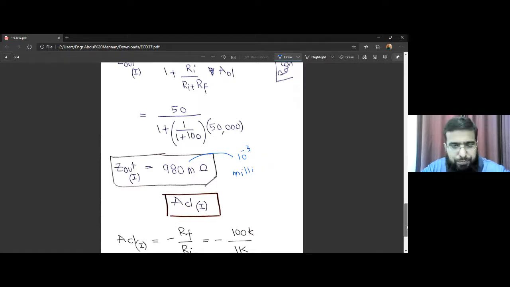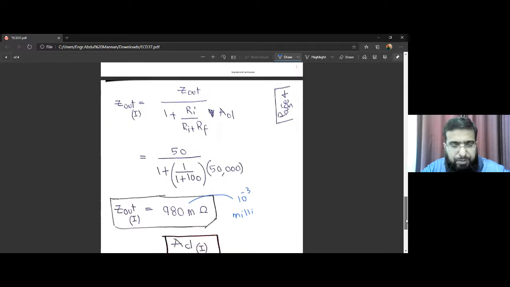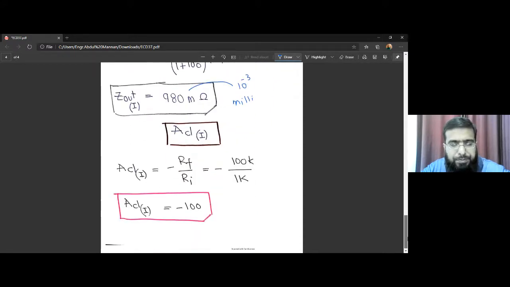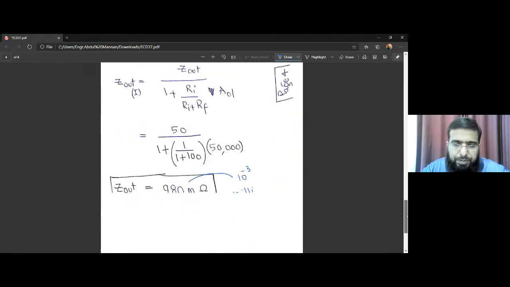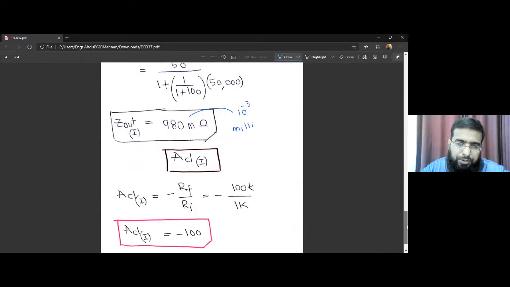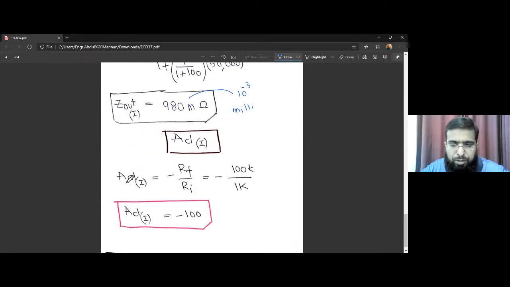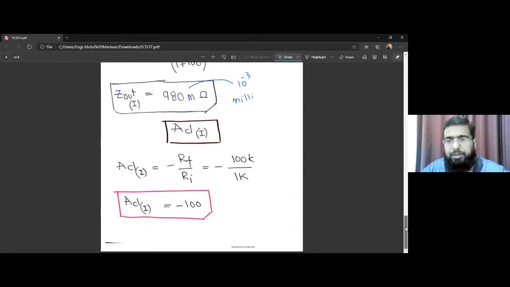So a very small output impedance, almost zero. So it's a good amplifier, giving us a very small output impedance and a fairly large input impedance. Right, ACL for this inverting amplifier we have already studied. Its expression is minus RF over Ri. It's inverting, meaning the output is inverted compared to the input. So this is computed as the ratio RF over Ri, which gives us ACL for the inverting amplifier of minus 100. So that's all for this lecture.